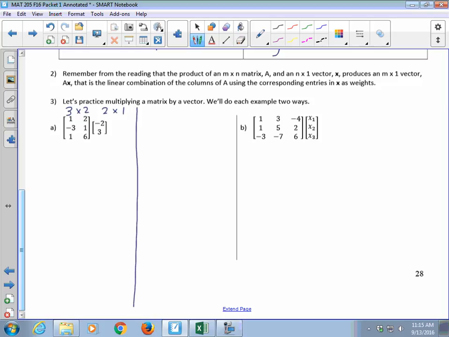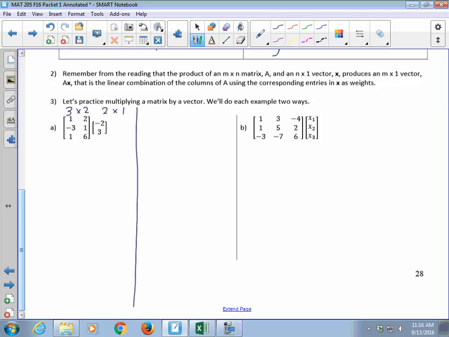What's the answer going to look like? What are the dimensions of the answer? Three by 1. The answer is going to have these outer dimensions, 3 by 1.